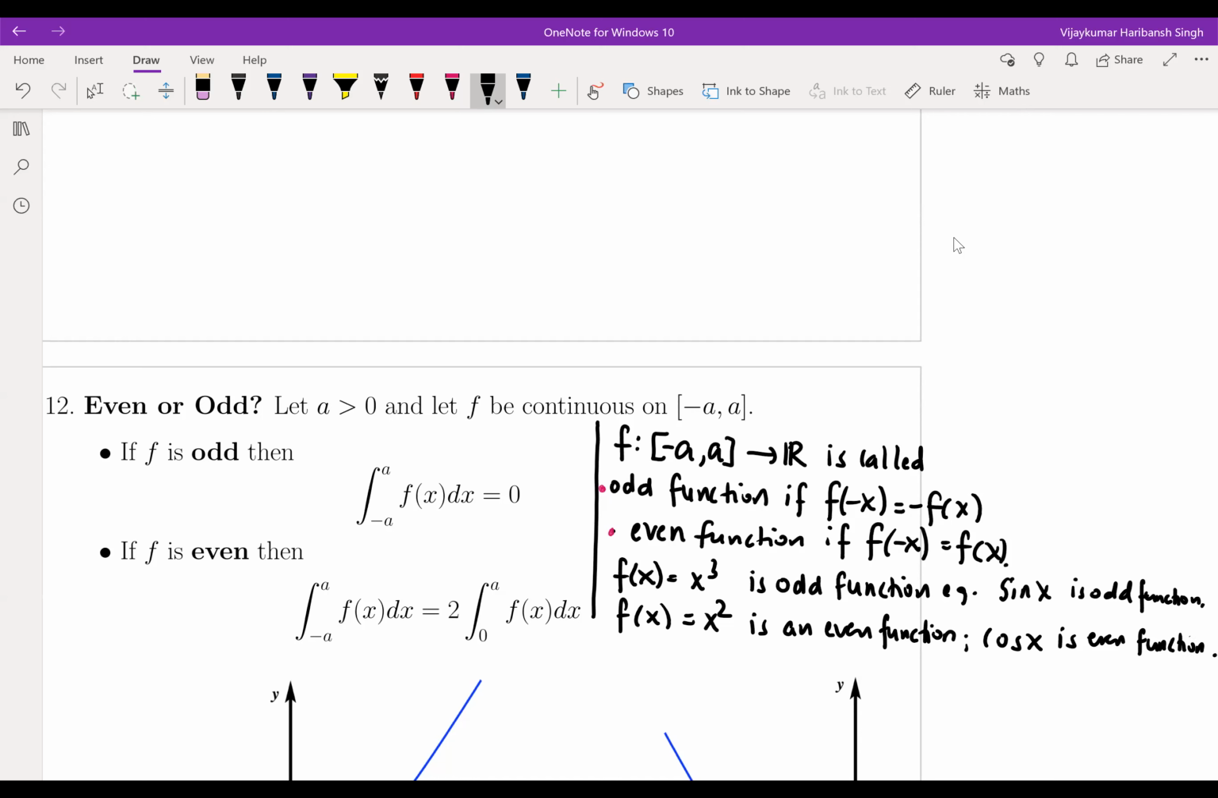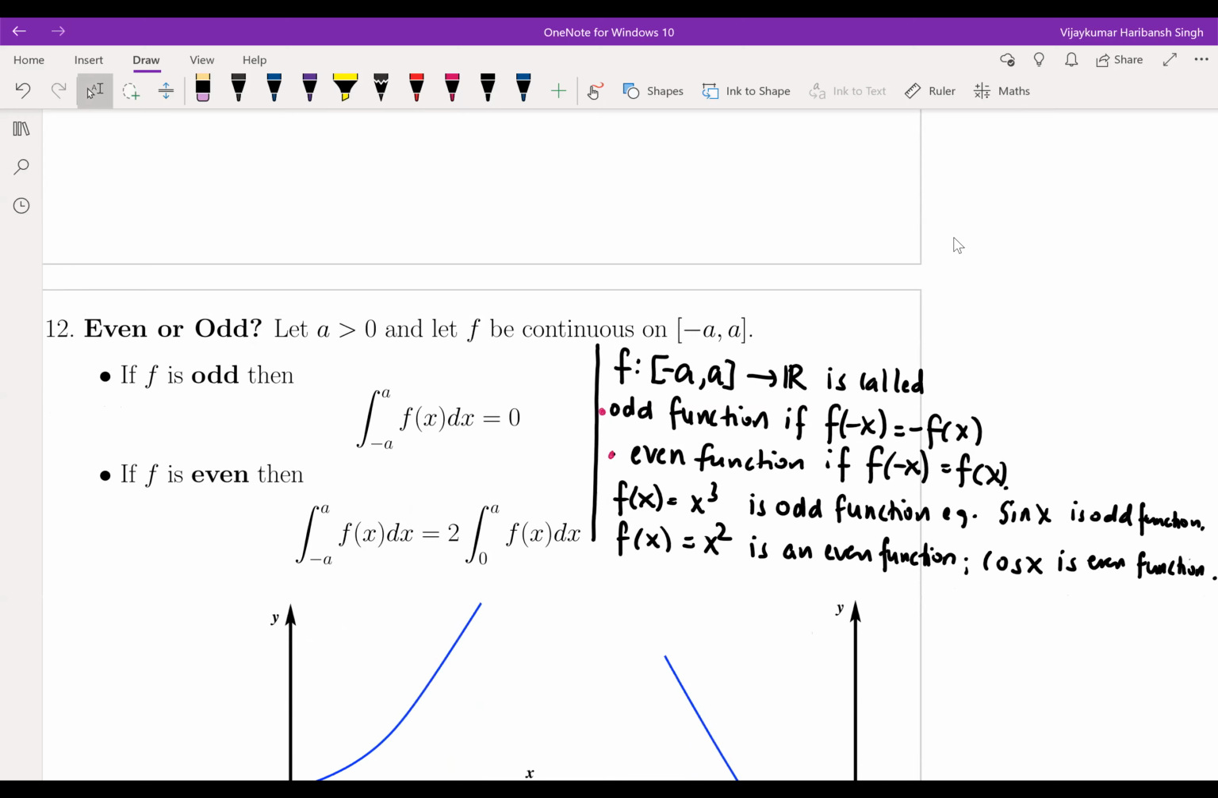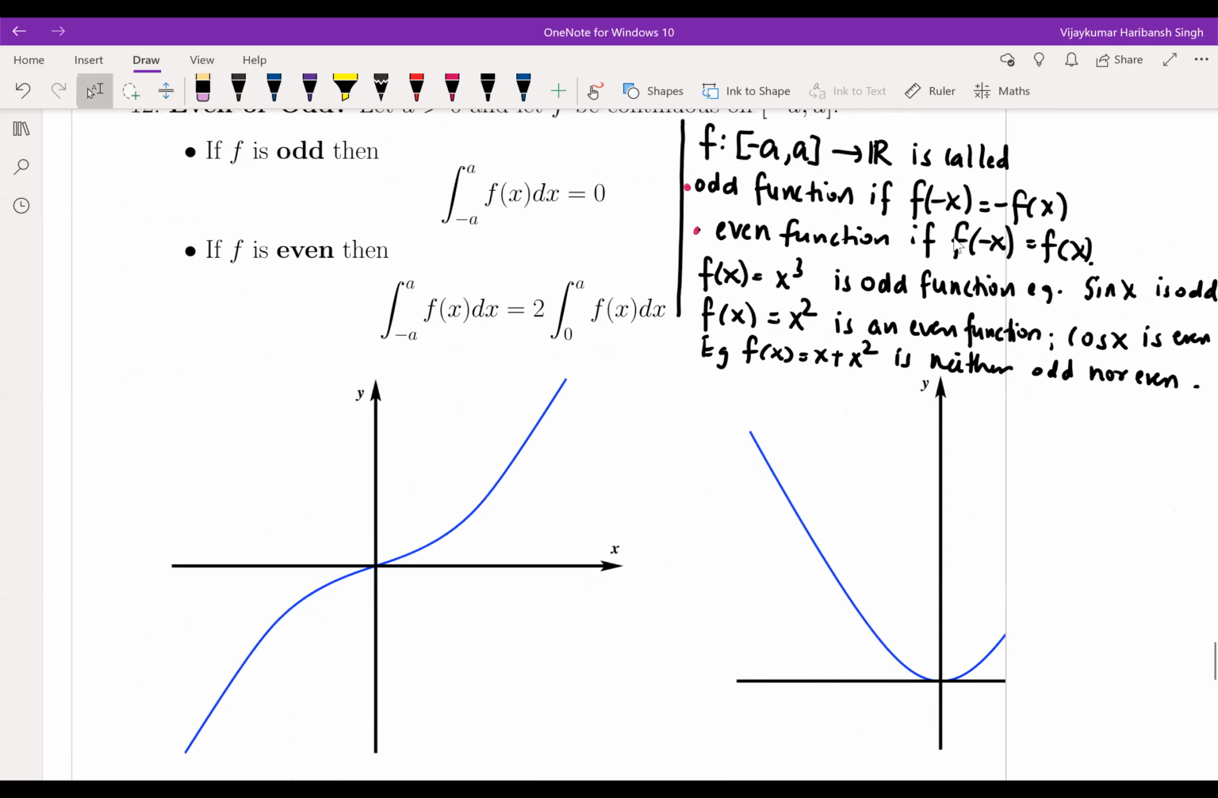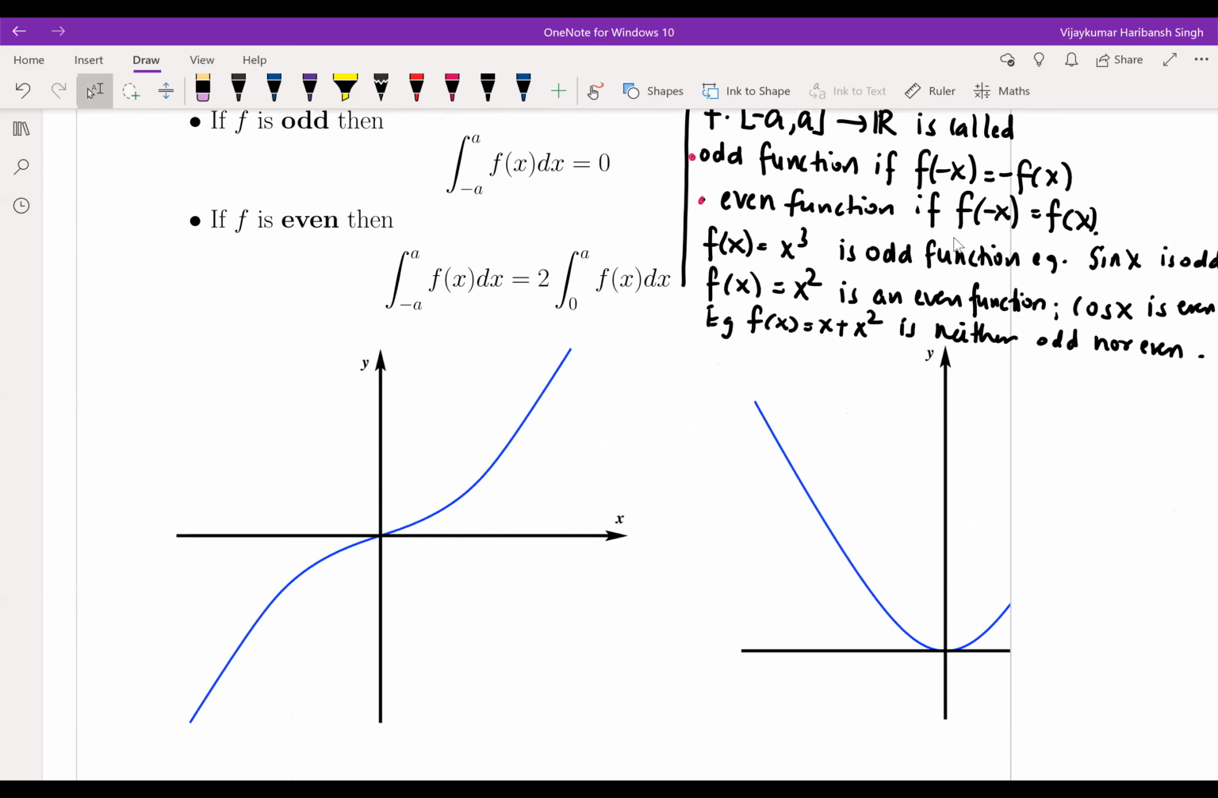Note that there are some functions which are neither odd nor even. For example, f of x equals x plus x squared is neither odd nor even, right? So not all functions are odd or even. Okay. Now, what is the beauty of odd and even functions? Odd functions are symmetric around the origin. So this is how the odd function will look, the first one.